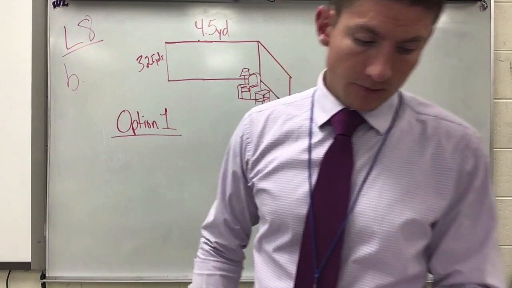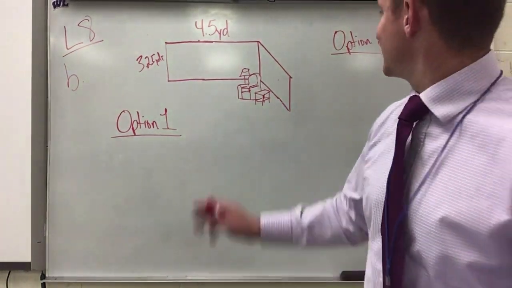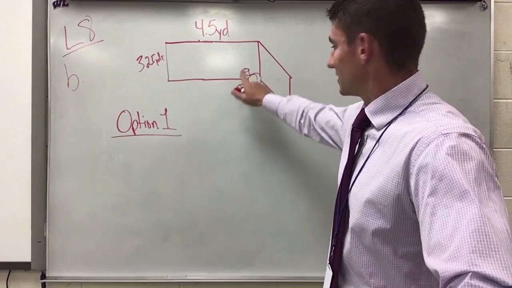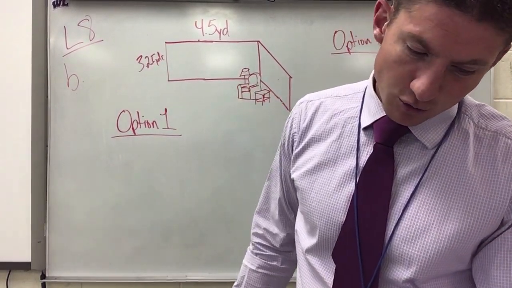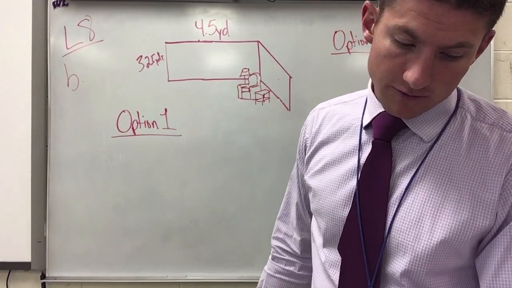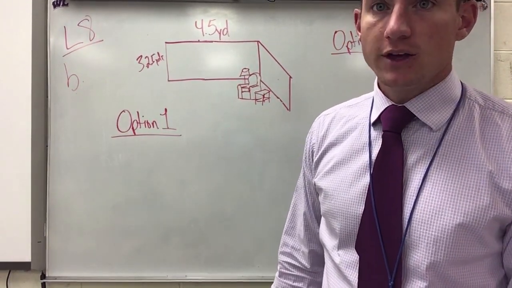Here in letter B, it says an interior wall. Look at this nice little interior wall. I even have the couch and the coffee table and a little lamp where that interior room is. Measures 4.5 yards by 3.25 yards. What is the size of the wall in square feet?